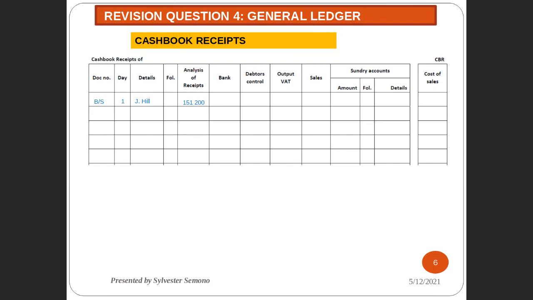What must I write under sundry? Thank you. Please write capital, because sometimes they can penalize you if you say capital contribution. Just write only capital. It's an account. So guys, folios, I'm going to talk about the folios by the time I talk about the trial balance. So for now, I'm going to jump the folios.